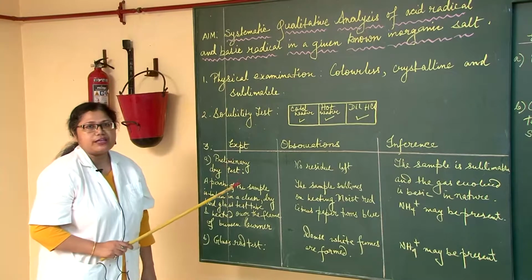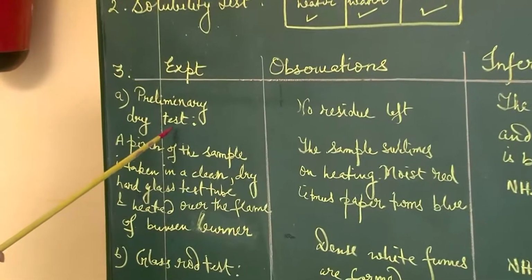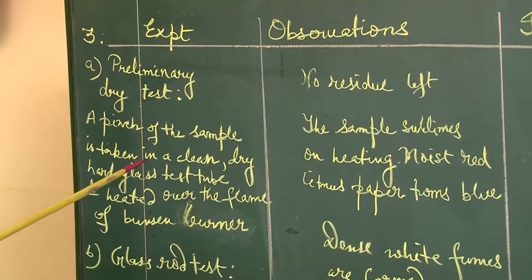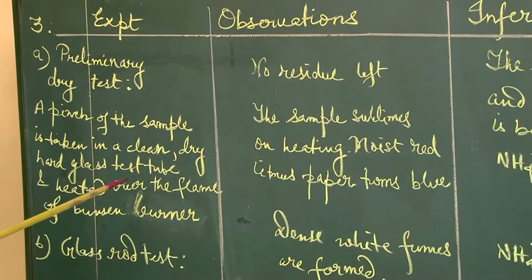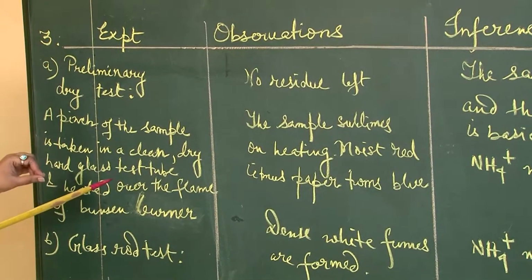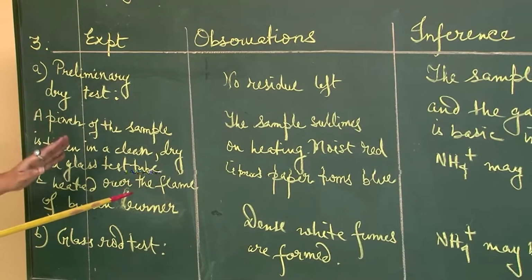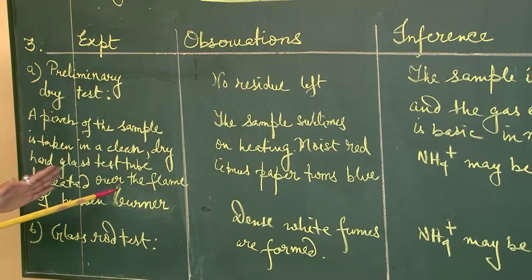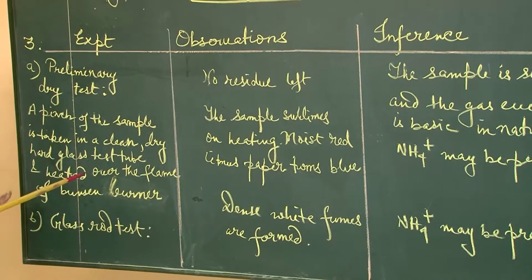So, first we shall go for the preliminary dry test. Now, how do we perform the preliminary dry test? We take a pinch of the sample in a clean, dry, hard glass test tube and heat it over the flame of a Bunsen burner, and the flame should be an oxidizing flame. In fact, inorganic reactions must be carried out with heating in an oxidizing flame.